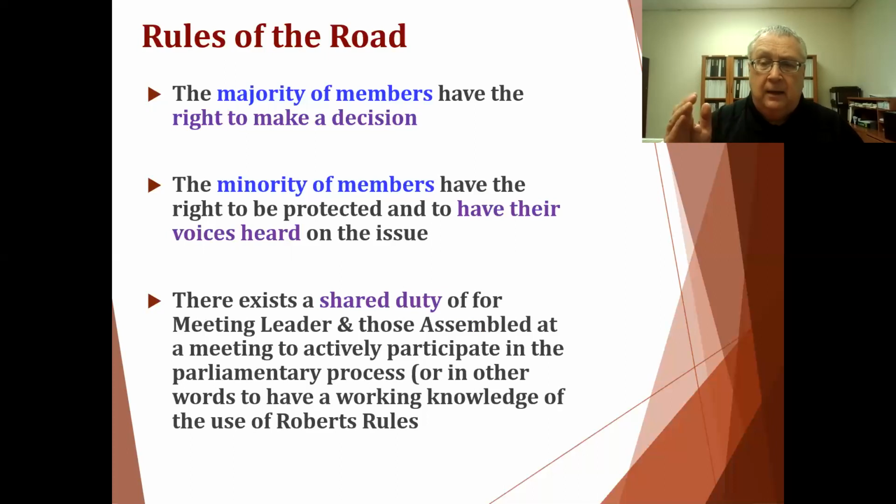Basically, if you have a leader who understands the parliamentary process and the members don't, you have trouble. If you don't have a leader that understands the parliamentary process but the members do, you've got trouble. For the system to work, everyone needs to have a working knowledge of how Robert's Rules of Order works.